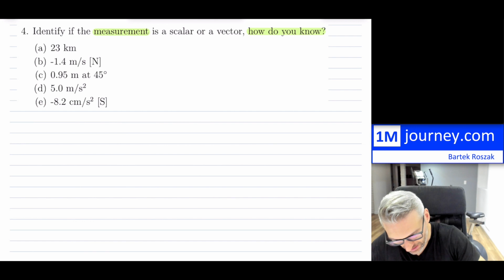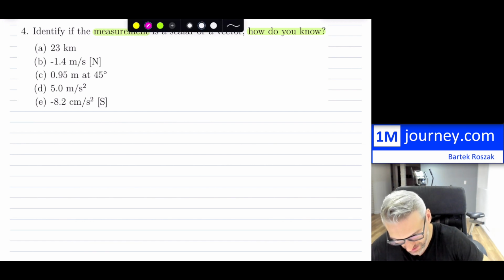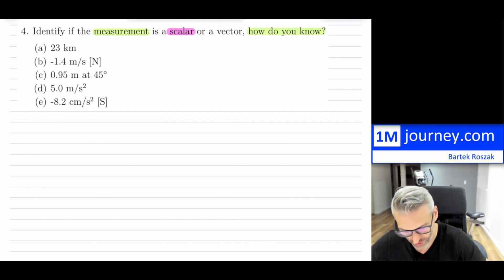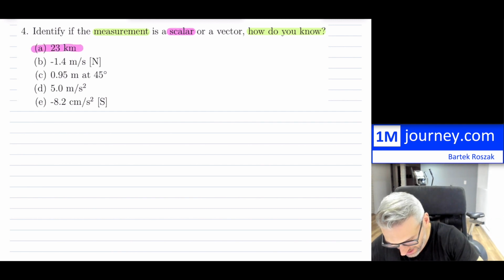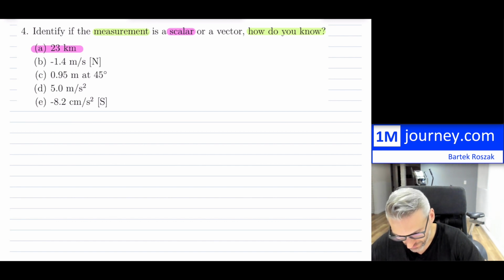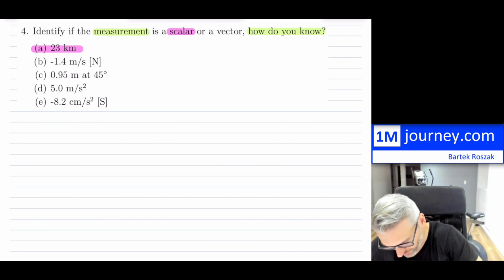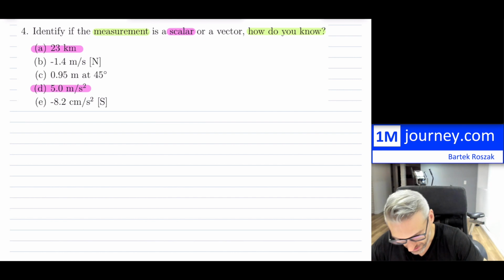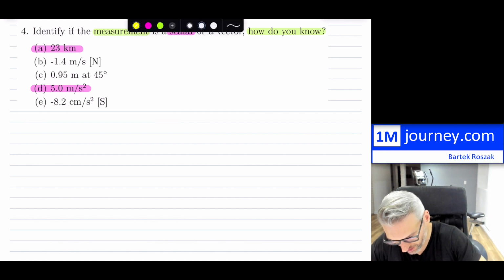So I'm going to label them off, and let's first attach all the scalars. Scalars have no direction. So that means A is going to be a scalar. And it looks like D is also going to be a scalar, just the way that it's written. It has a measurement value with a numerical value and a unit, but there's no direction. And that means that all the other ones that we're going to be running into are going to be vectors. So this is a vector. Notice there's north.